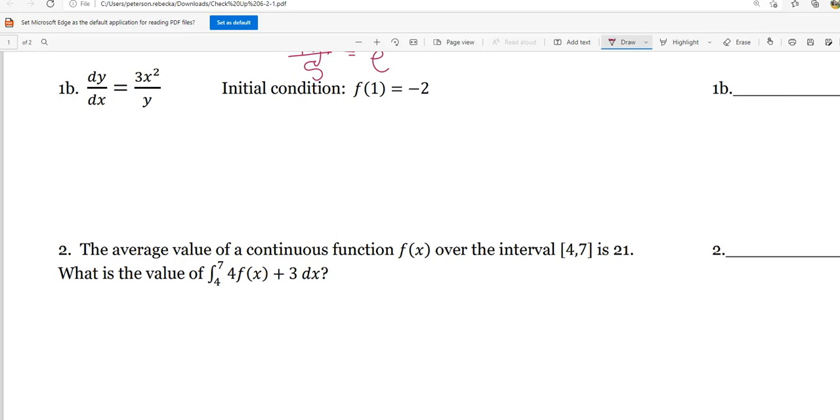All right, 1b. I'm going to multiply both sides by y. So I get y dy equals 3x squared dx. There's step 1, separate. Step 2, integrate. So here I'll have 1/2 y squared, and here I'll have x cubed plus c. Now I'm going to plug in my initial condition, 1 for x, negative 2 for y.